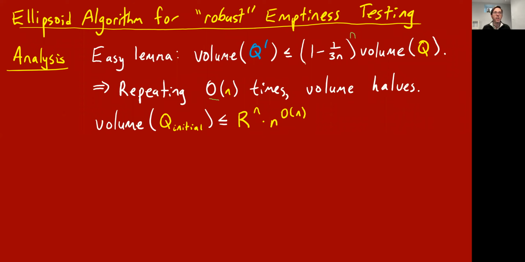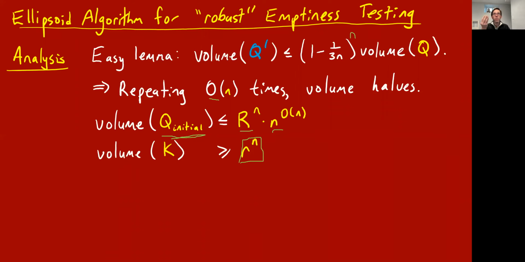Again, this is like a proof sketch, but the volume of the initial sphere, Q initial, it's a sphere in n dimensions, and it's got a radius that's capital R. So it's at most, you can check, R to the n times n to the n. And you know that K contains this little cube of side length little r, which has volume little r to the n.